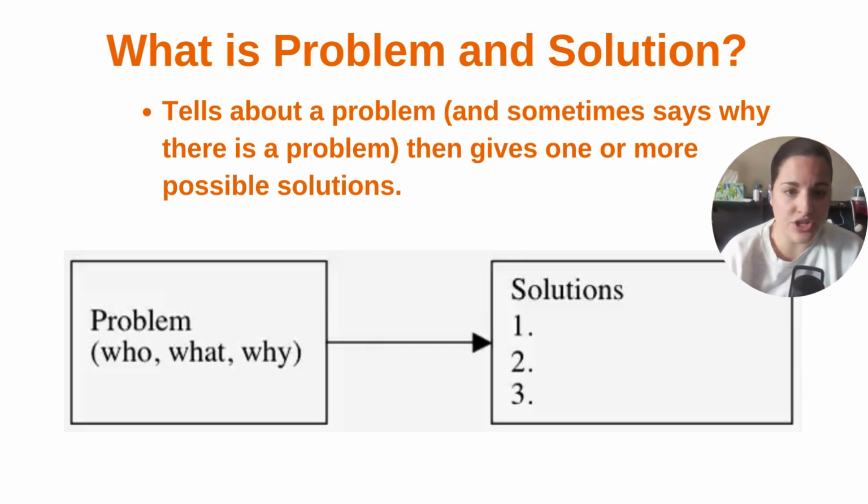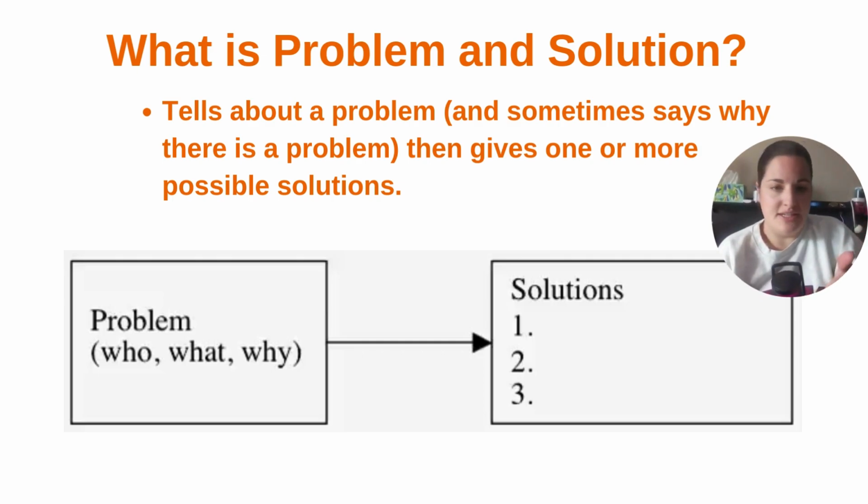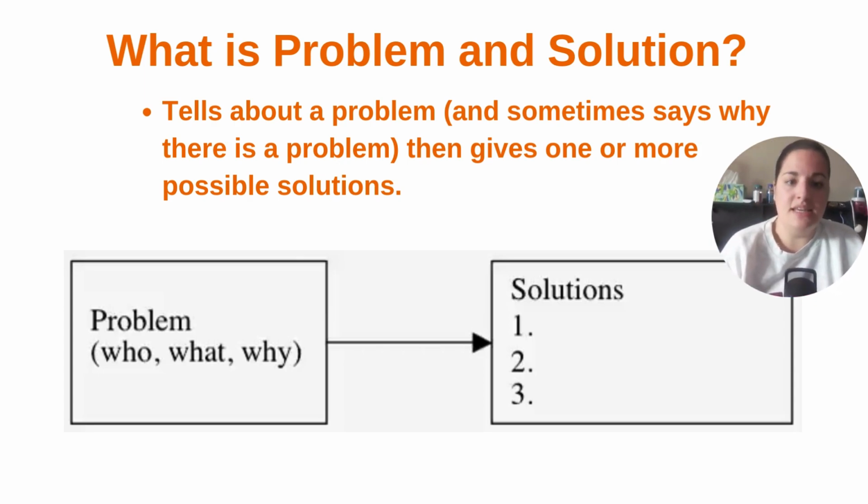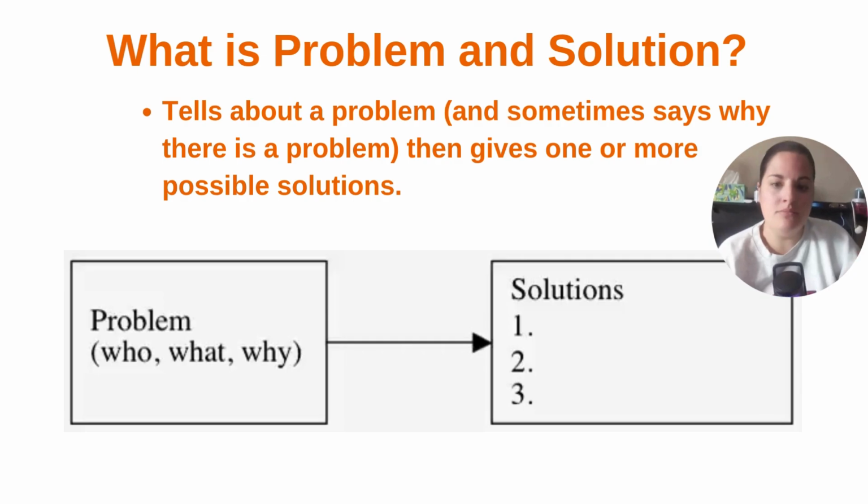The basic structure of the problem and solution structure is that the author is going to tell us about a problem, sometimes says there is a problem, then gives one or more possible solutions to the problem. Like I said, it's pretty simple in that we have a problem, something happens, there's an issue of some sort, and then we have some possible solutions. If we're talking about past tense, maybe they tell us what the actual solution was, maybe we get some options, but regardless, you're going to have a problem that is then moved into a solution.